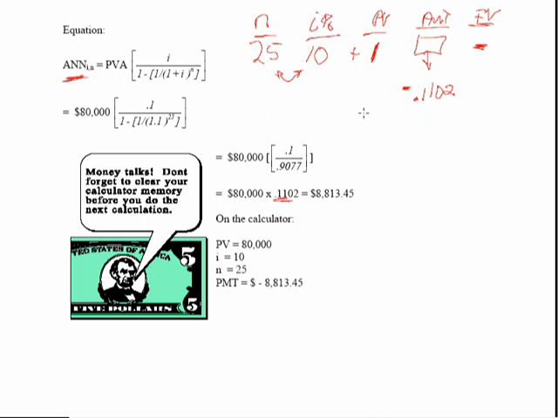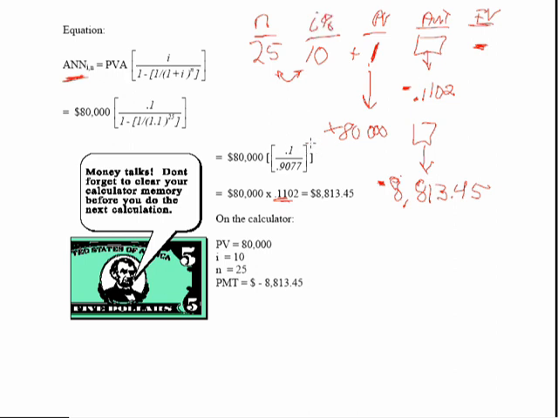But once again, we're not dealing with a dollar mortgage, we're dealing with an $80,000 mortgage. So you can multiply the mortgage constant times 80,000, or you could simply change your calculator: instead of 1, put in 80,000, and then recompute the payment. This time you should get $8,813.45. And again, the calculator makes that a negative because we entered the 80,000 as a positive.